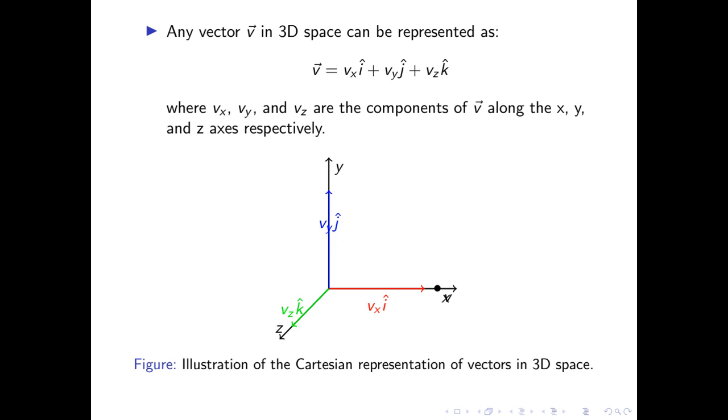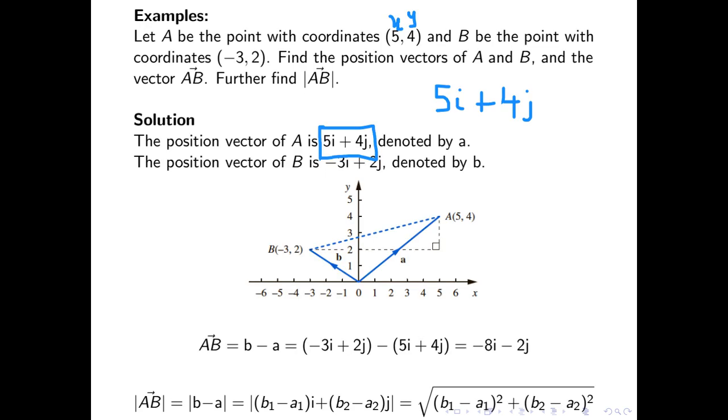If you go back to the Cartesian graph, which I have here, you can see this is vector Vx in the direction of X with unit vector I. Vy is in the direction of Y with unit vector J, and Vz is in the direction of Z with unit vector K. It's exactly what we are doing here. In this case, we only have 2 dimensions.